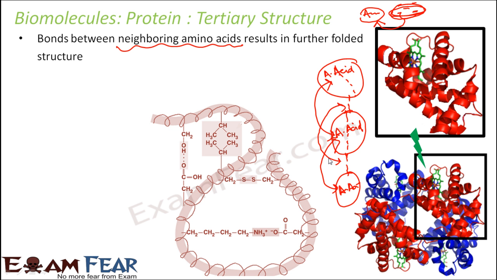Now some of these tertiary structures, if you look at these highly coiled structures, some of them are spherical in shape and they are called globular proteins. Some of them form long fibers and they are called fibrous proteins.